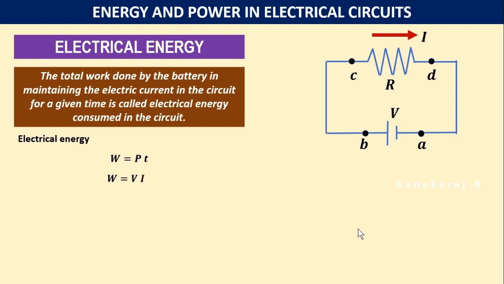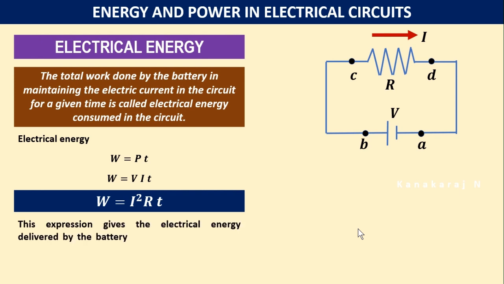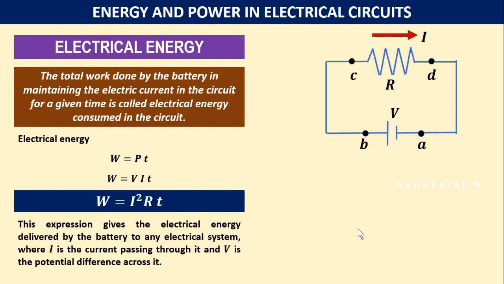Let us replace P by VI times t. So we get W equals I square Rt. This expression gives the electrical energy delivered by the battery to any electrical appliances or system. Here I is the current, R is the resistance, and t is the time of flow. V is the potential difference across the electrical appliances. The SI unit of electrical energy is joule.